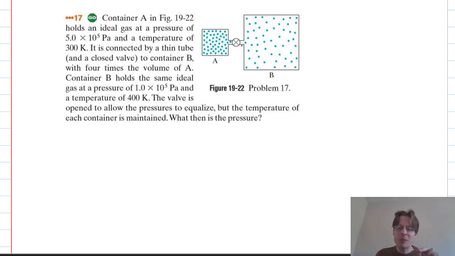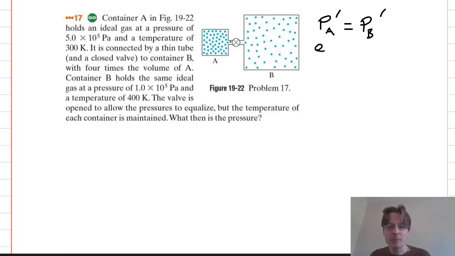So again, it's going to be combining the ideal gas law with concepts of force equilibrium. In this case, it's just that the pressure on both sides has to balance in the end. So in the final state of things, we must have some final pressure in both containers. Let's call it PA prime. Prime in this case means the final value. It must be equal to PB prime. That's the final condition. That's really just mechanical equilibrium, balance of forces.